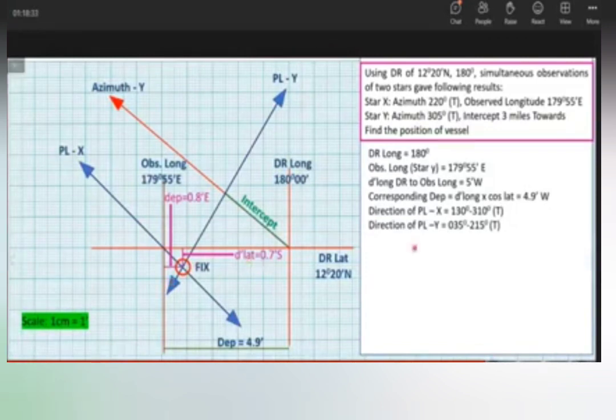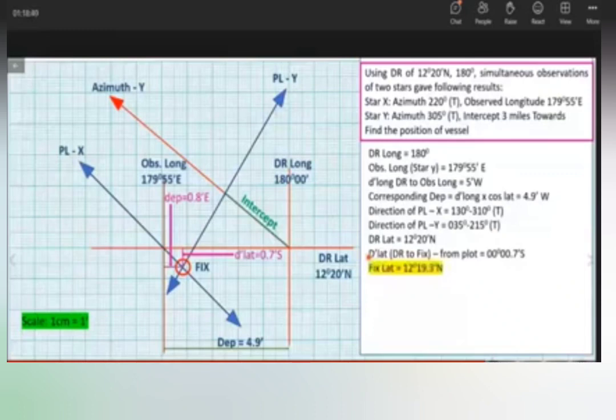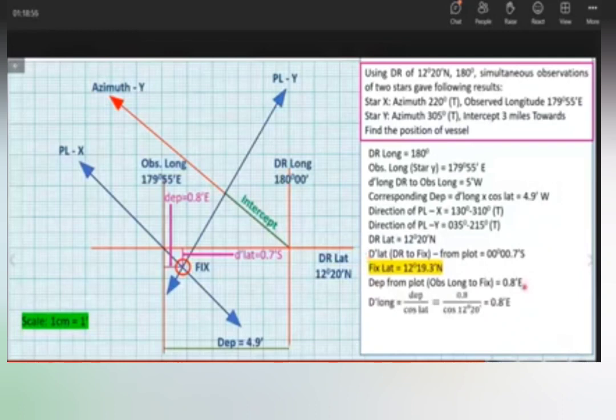Using this D lat and departure, we come on this side. We have the DR lat. We know the D lat of the fix from the DR lat, and we get the latitude of the fix as 12 degrees 19.3 minutes north. We have the departure of the fix from the observed long, which is 0.8 minutes east. We convert this departure into D long. So D long comes to 0.8 minutes east. So that means longitude of fix is 0.8 minutes east of the observed longitude.